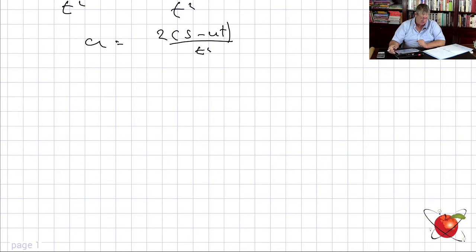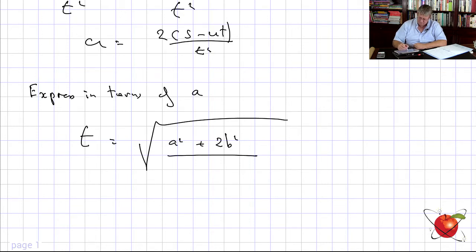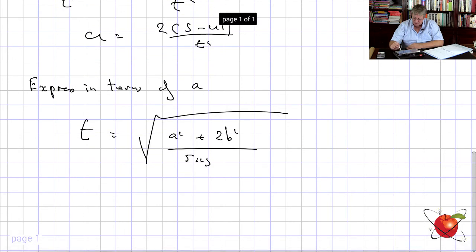Let's have a look at this. Express in terms of a. Here they've said express in terms of a, and they've given us a formula. T is equal to the square root of a squared plus 2b squared over 5xy. What do they want? They want a in front, don't they? So how do I get a in front?